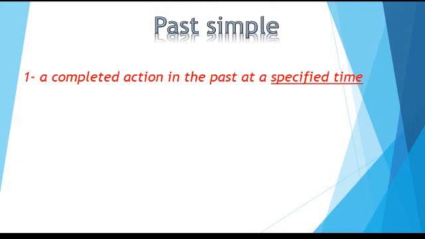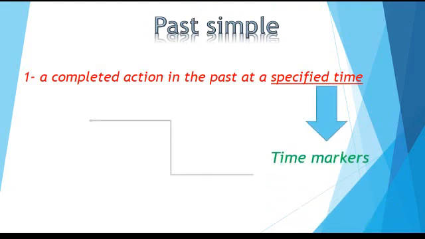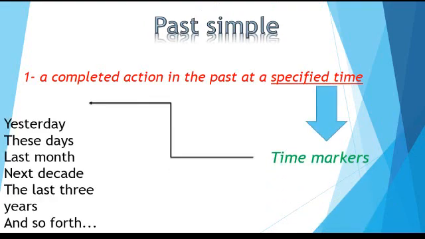So the past simple. The first use of the past simple is a completed action in the past, which happened at a specified time. Specified means the time markers or time indicators like yesterday, these days, next decade, and so on. It mainly indicates when this action was happening or when it will be happening. Let's look at some examples because it's very easy.